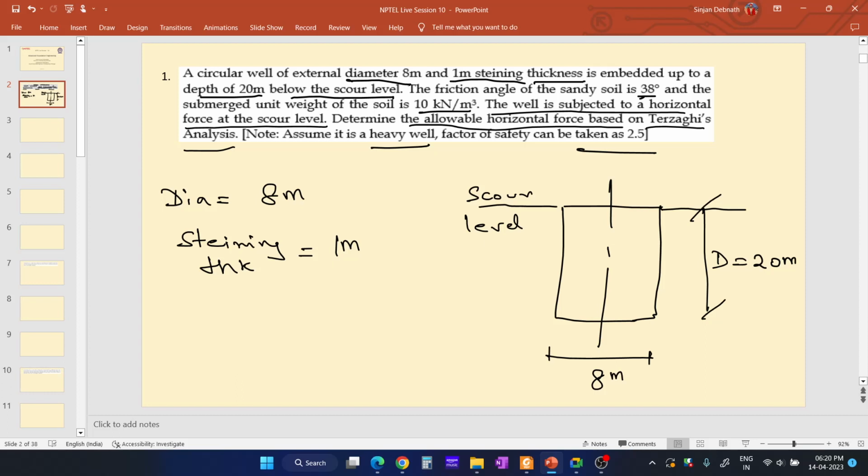The submerged unit weight of soil is 10 kilonewton per meter cube, and phi is 38 degrees. The factor of safety is 2.5. We have been asked to determine the allowable horizontal force, and the well is subjected to a horizontal force at the scour level. That means over here, at the scour level. Suppose that is Q.